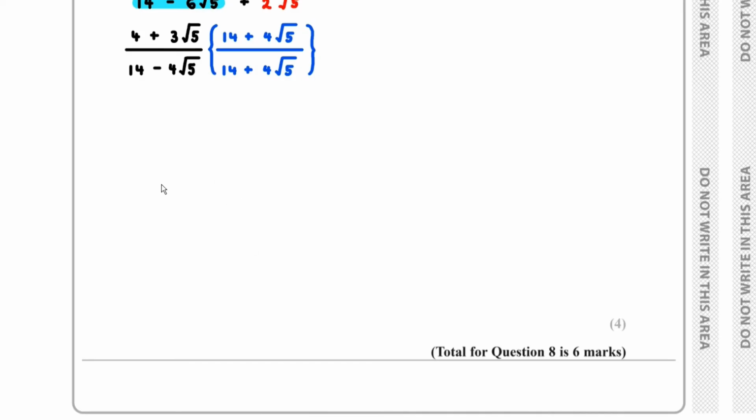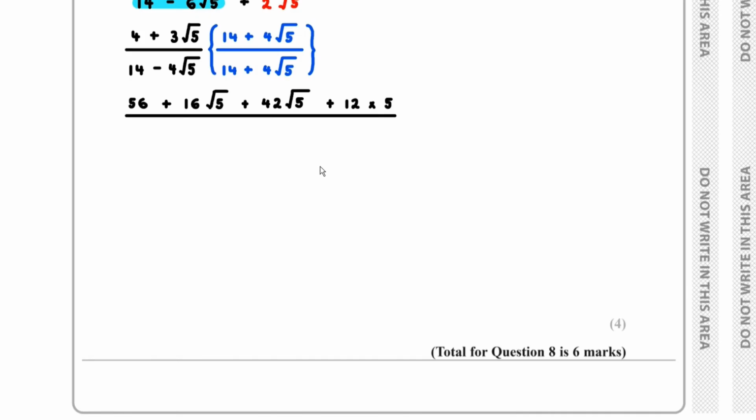4 times by 14, that's 56. Then we have 4 times by 4 root 5, that's 16 root 5. Then we have 3 root 5 multiplied by 14, which is 42 root 5. And then we have 3 root 5 multiplied by 4 root 5. Well, the 3 times by the 4 is 12, and root 5 multiplied by root 5 is just 5. So we add on 12 times by 5.